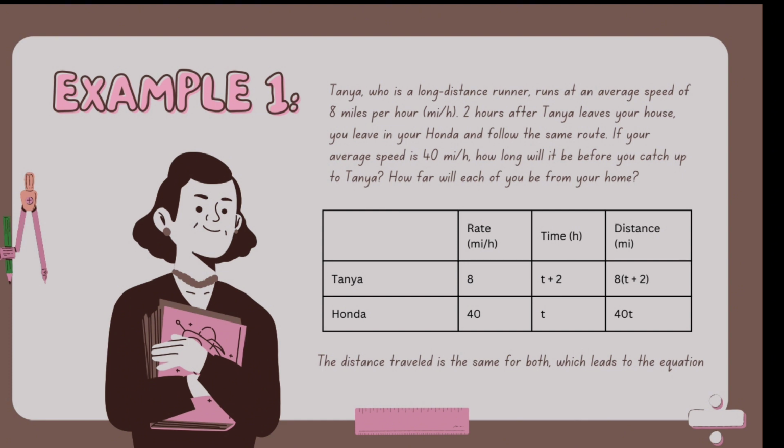To better understand the problem, let's organize all the given. We'll write down the rate, time, and distance of Tanya and the Honda. Tanya's rate is 8 miles per hour, while her time in hours is t plus 2 because she left 2 hours early, while the distance is rate multiplied by the time, which leads to 8 multiplied by t plus 2. The Honda's rate is 40 miles per hour, and the time is represented as t, and the distance is 40 multiplied by t.